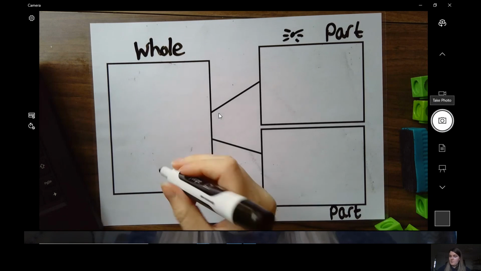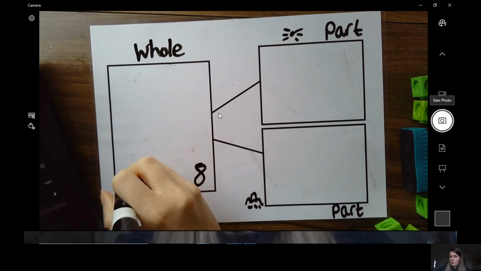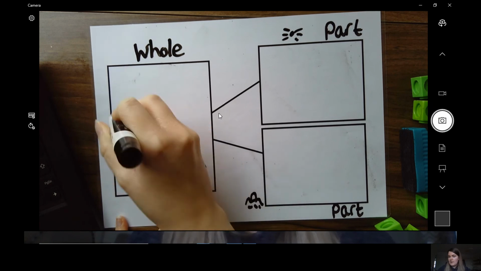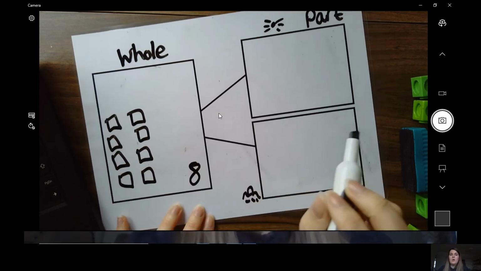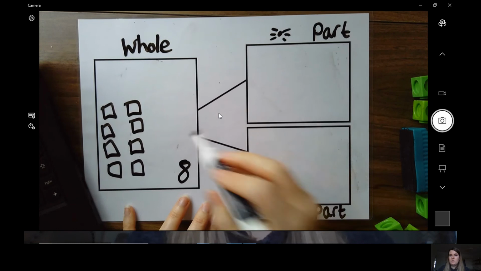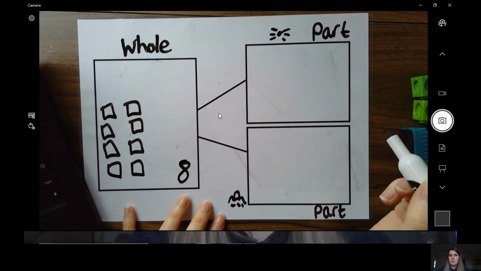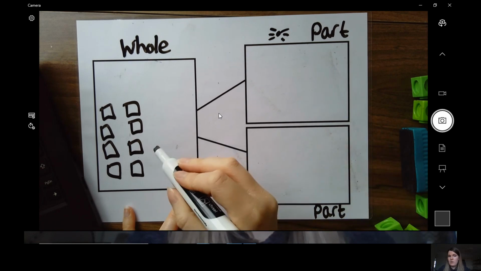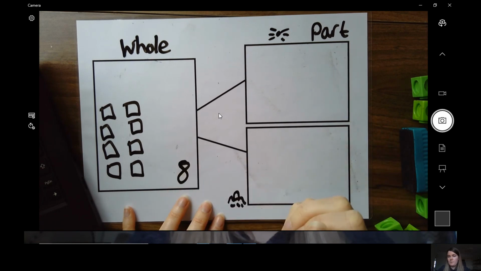Okay, so I'm going to do this bit. I'm going to write my 8 and I'm going to do 1, 2, 3, 4, 5, 6, 7, 8. What you need to do is see if you can put it into the 2 parts. Okay, do you think you can do it? I think you can. Remember to cross out as you go to help you.